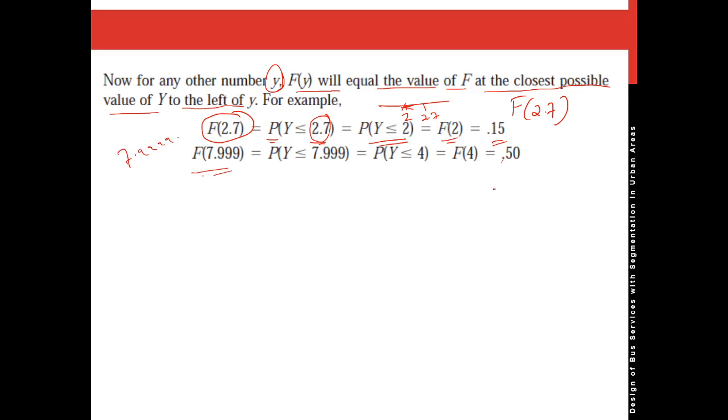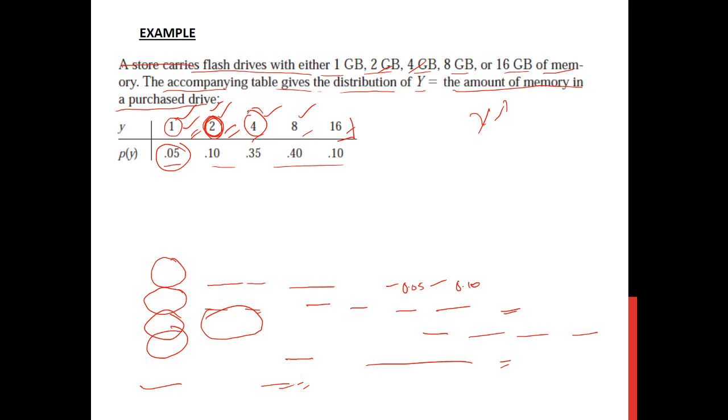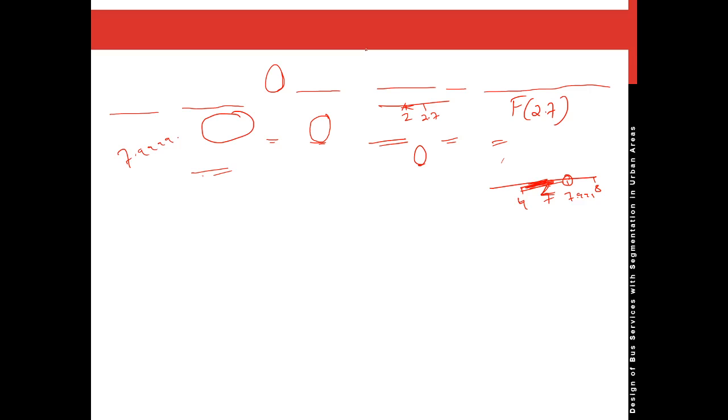Similarly, F of 7.9999. If you take 2.7 here, 4 is here, 7.999 is here, and 8 is here. The closest value towards the left means this side. So it is 4. The closest value towards the left is this 4, right? 7.99 is here. So the closest value to the left is 4.